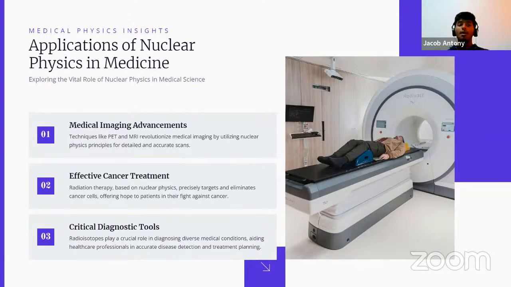the three most common ones are medical imaging advancements. Techniques like PET and MRI revolutionize medical imaging by utilizing nuclear physics principles for detailed and accurate scans. Effective cancer treatment. Radiation therapy based on nuclear physics precisely targets and eliminates cancer cells, offering hope to patients in their fight against cancer. Critical diagnostic tools. Radioisotopes play a crucial role in diagnosing diverse medical conditions, aiding healthcare professionals in accurate disease detection and treatment planning.